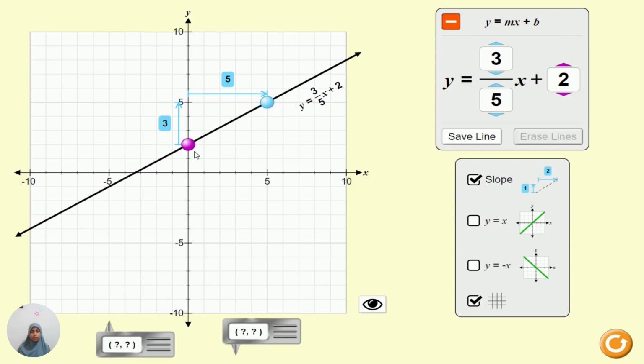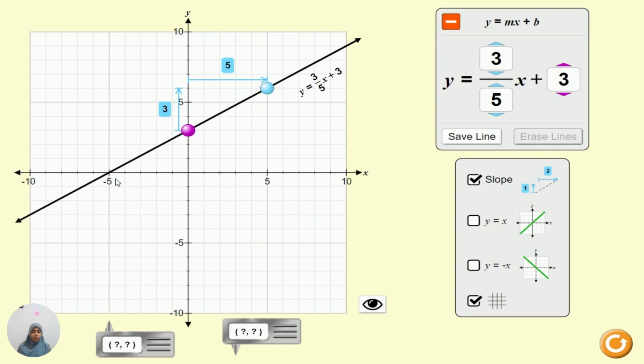And what's the x-intercept? It's simply the point where the line crosses the x-axis. Here it is -5, and the point where the line crosses the y-axis is 3. So this is the completed equation.